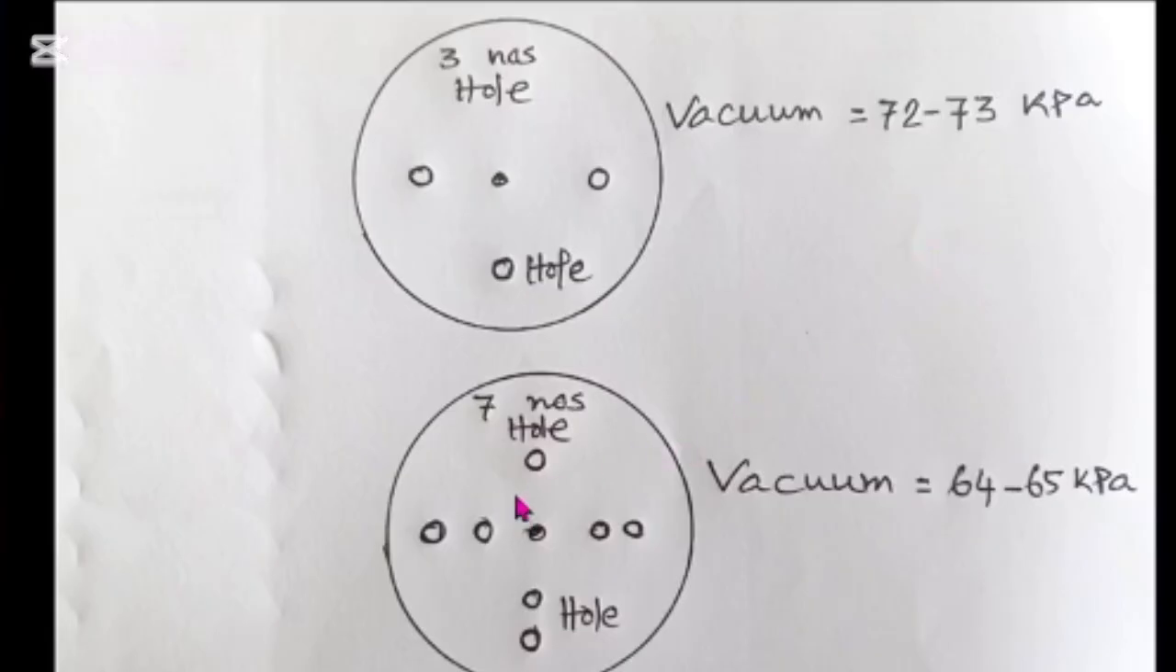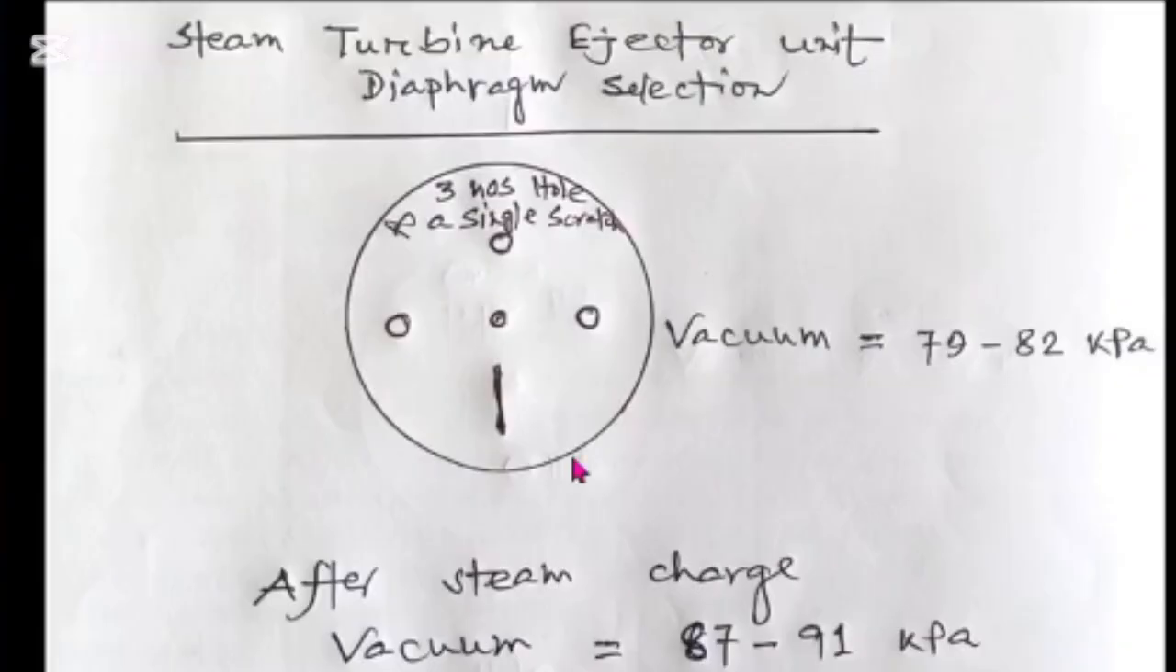So then we made double holes on the 3 sides. Here are 2 holes, and on the upper side 1 hole. That means a total of 7 holes. The hole diameter is likely ½ inch, and we followed that the vacuum is 64 to 65 kPa. Finally we measured, then here like this the diaphragm, 3 holes and a scratch.